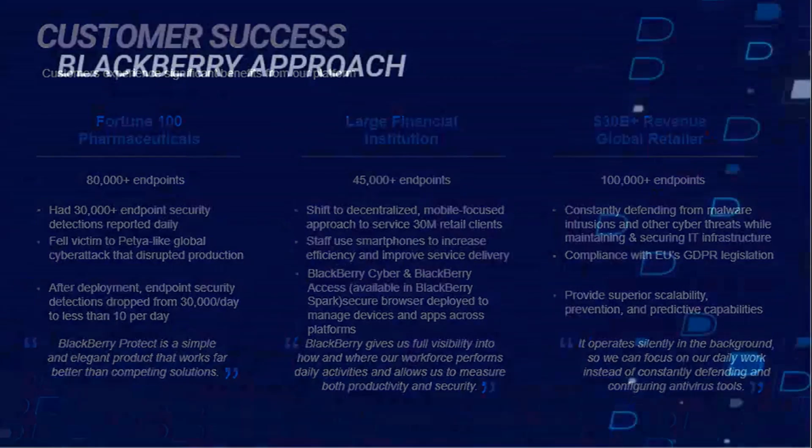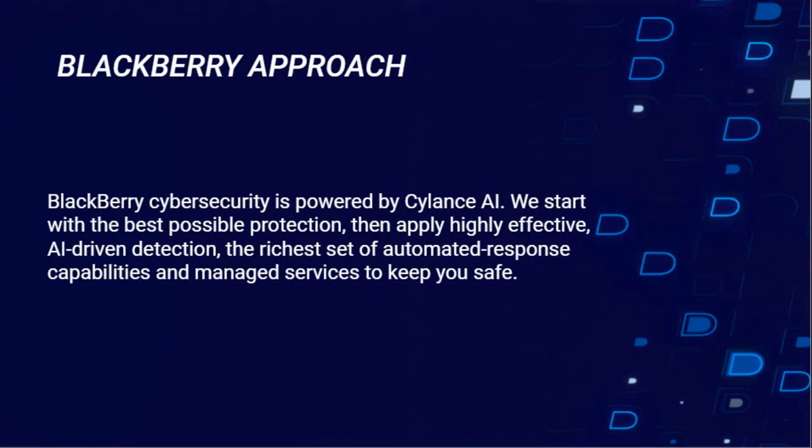To reinforce our approach again, this is something that we touched upon early on. We have that prevention first approach. What we do is we deploy that best possible protection, and then we apply automation and detection and a rich set of automated capabilities on top of it, and then take it all the way with our managed services that help keep you safe. It reduces risk for you. It optimizes for your total cost of ownership as well as your ROI. So I want to leave you with that thought.